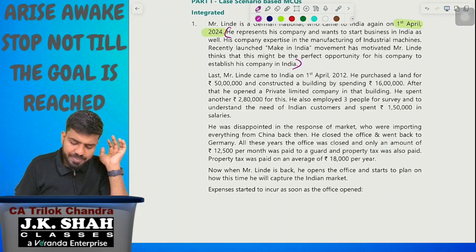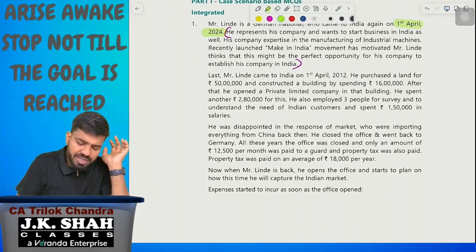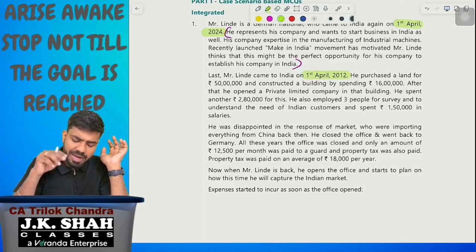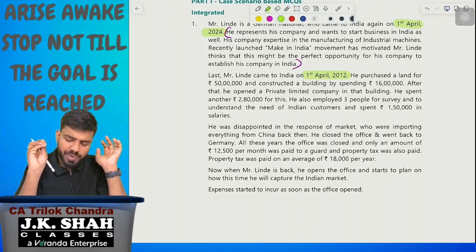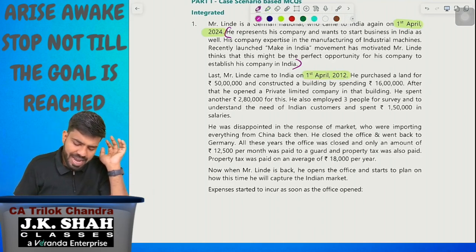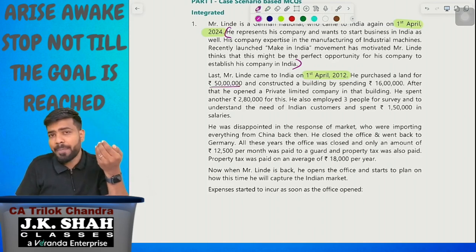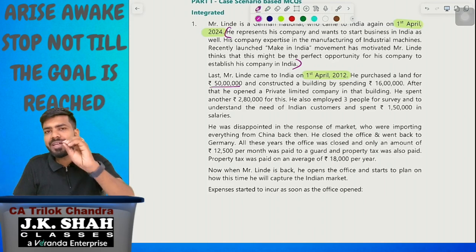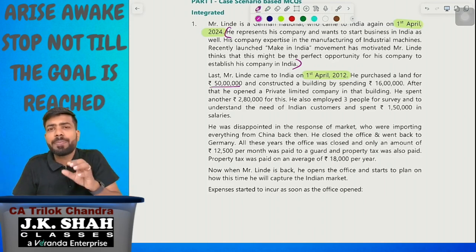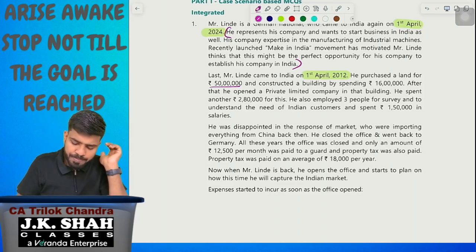Last time, Mr. Lindy came to India on 1st April 2012. He purchased a land for 50 lakh rupees. This is the story that happened on 1st April 2012. Simply I can tell you, in 2012 he came to India and purchased the land by investing 50 lakh rupees. Next, he constructed a building by spending 16 lakh rupees.